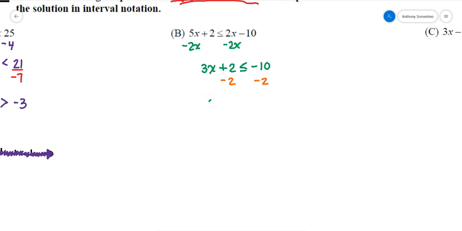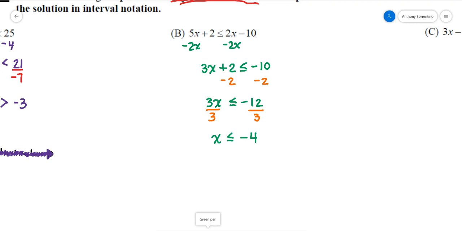And I'm going to get that 3x is less than or equal to negative 12. X is still not alone or isolated on the left-hand side, so I'm going to divide both sides by a positive 3. Now I'm dividing by a positive number, which means nothing is going to happen to that inequality symbol. So I'm not going to have the 3x anymore. 3 is gone. So I'm going to have x is less than or equal to negative 4.